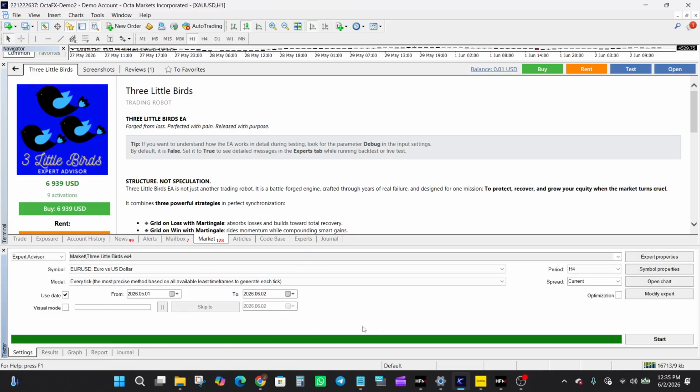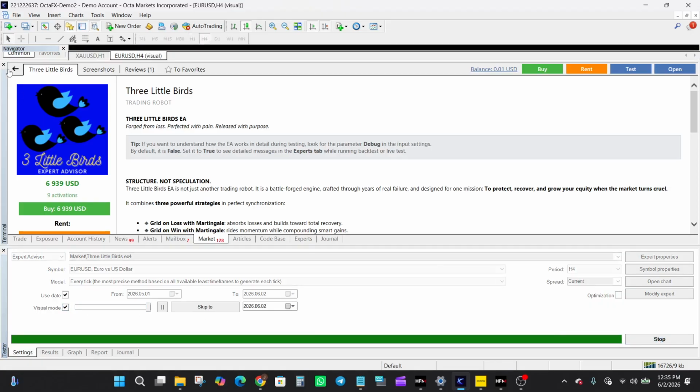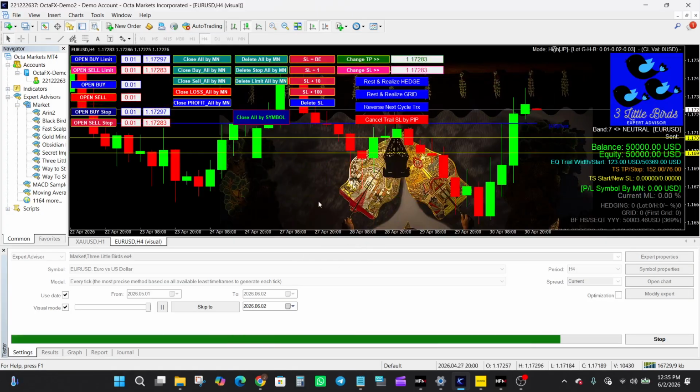But now, let's also look at the EA in action, and that is why I'm going to turn on the visual mode right now and click on start so that we can actually see the EA in action for a bit. So you can see how the display looks. Open buy limit, open sell limit, open buy stop, open sell stop, and all those things. You can make use of these buttons here while the EA does its automatic thing. You can see all these buttons here are available.